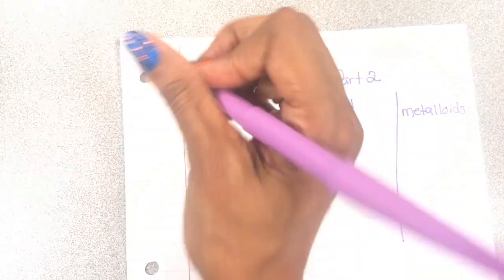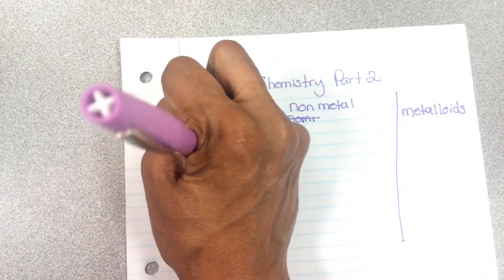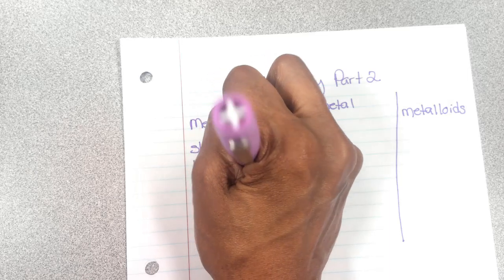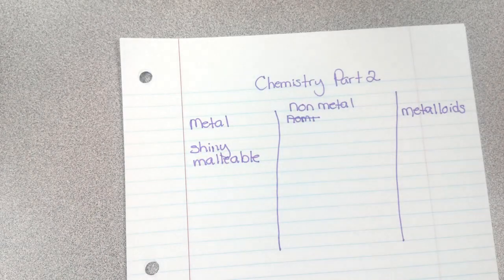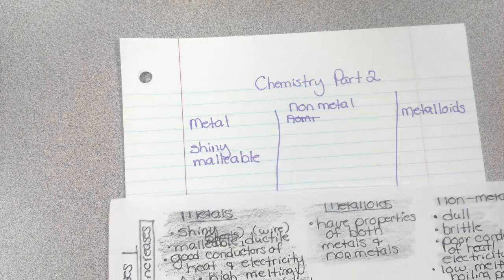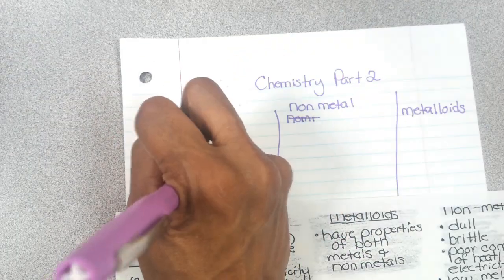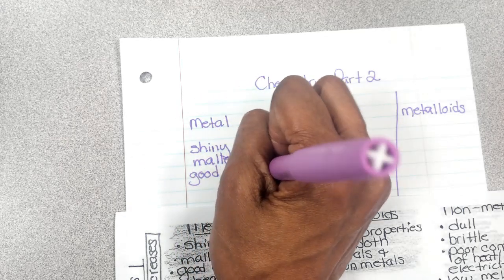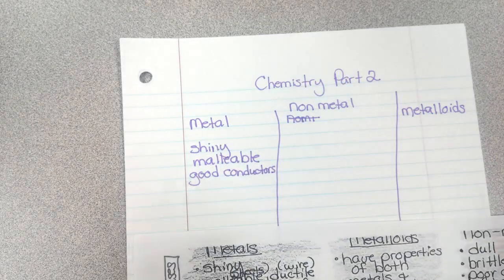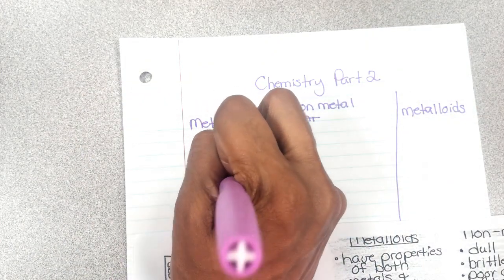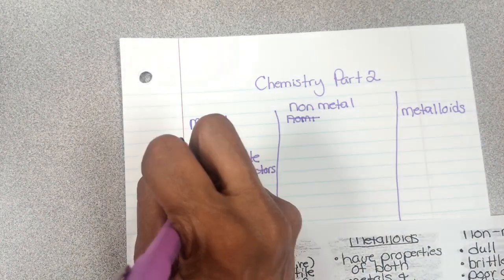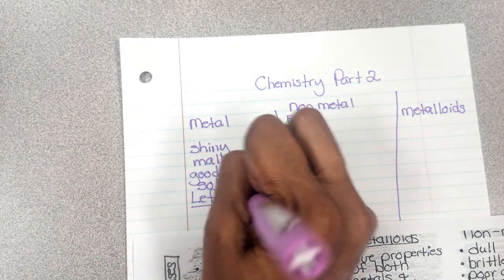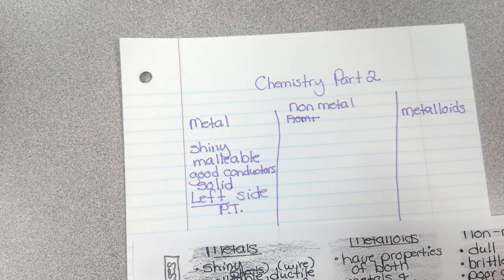Metals are shiny, malleable, which means they can be hammered into thin sheets. When you think of malleable, I think of aluminum foil, because aluminum foil is metal. They are good conductors of heat and electricity, and they are solid. And they are on the left side of the periodic table, and I'm going to use PT for periodic table.